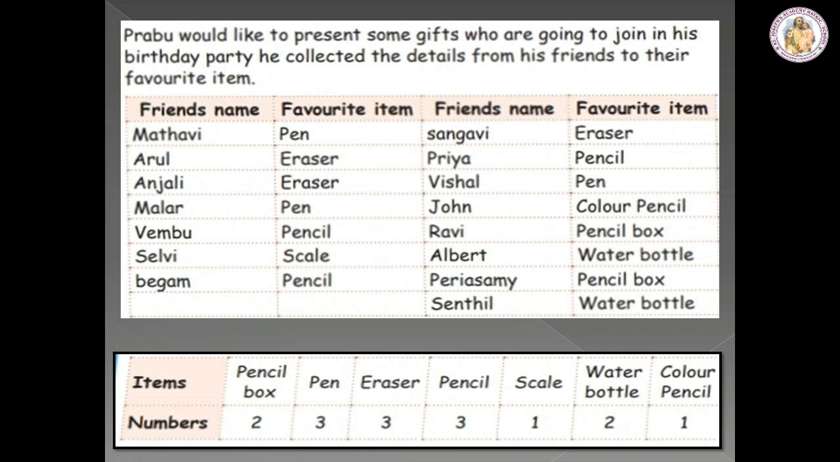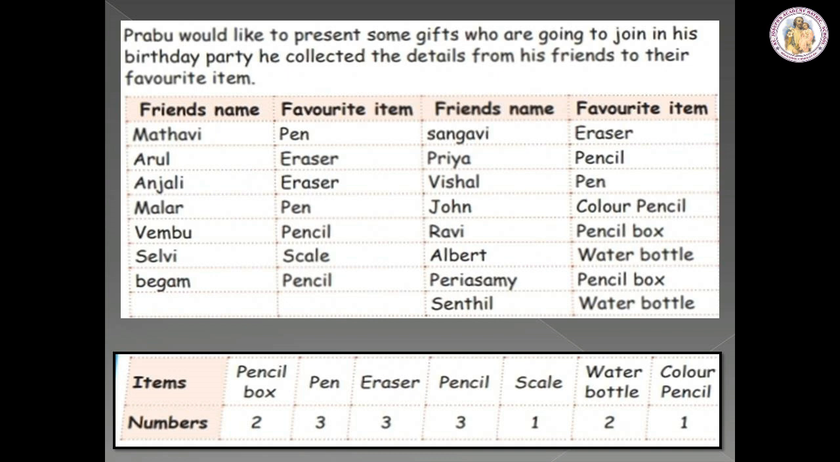In Standard 5th, there was a boy called Prabhu. He is having a birthday, so all his friends like to share gifts with their friend Prabhu. Let us see what the friends have given to Prabhu. There were many pencils, erasers, scales, water bottles, color pencils, everything. They have given everything to whom? Yes, it's the birthday boy, Prabhu.